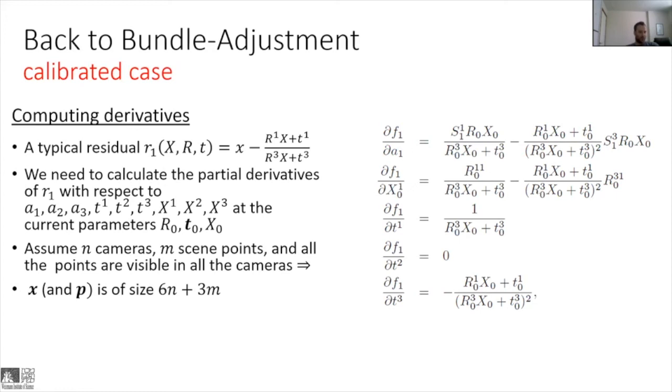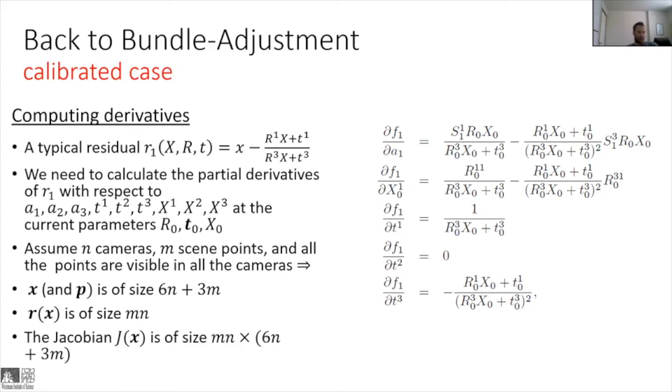so actually we have, as we discussed, 6n plus 3m variables, and the vector of the residuals is just equal to m times n, right? Because every point is visible in every frame. This is our assumption. And that Jacobian is of size m times n times 6n plus 3m.